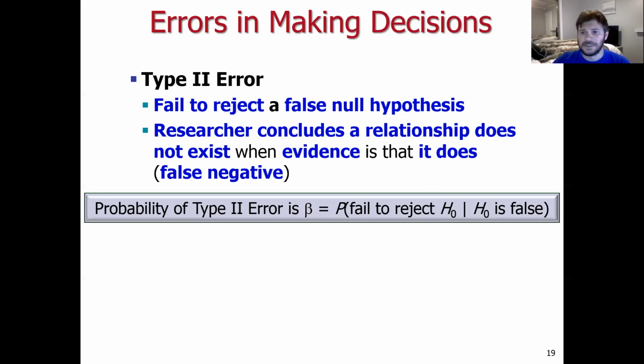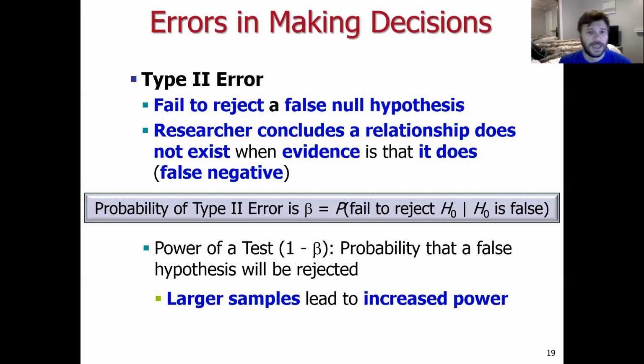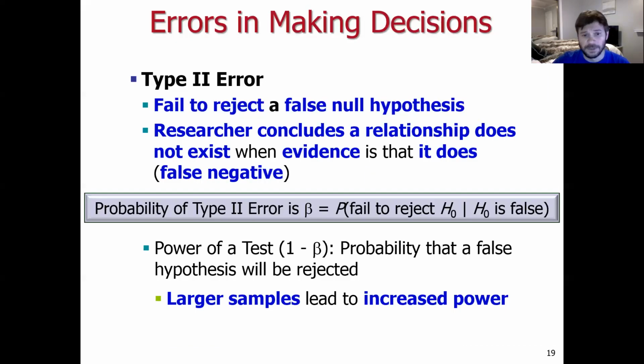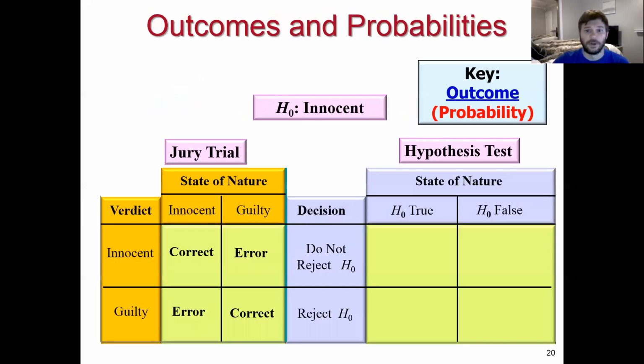In other stats courses, you may hear a term known as the power of a test. This is 1 minus the likelihood of committing a type 2 error. So that's the probability that a false hypothesis will be correctly rejected. If you have larger sample sizes, that typically leads to a reduction in type 2 error, which means we have increased power in our test.